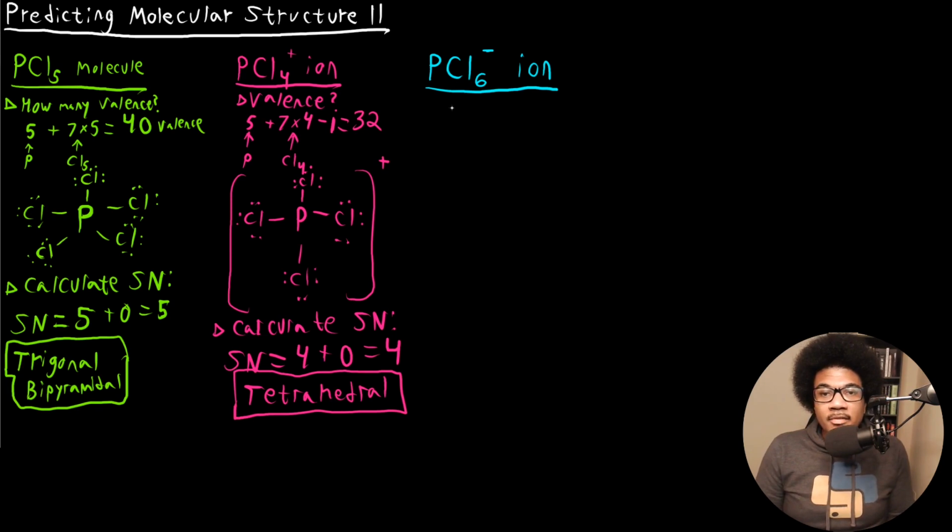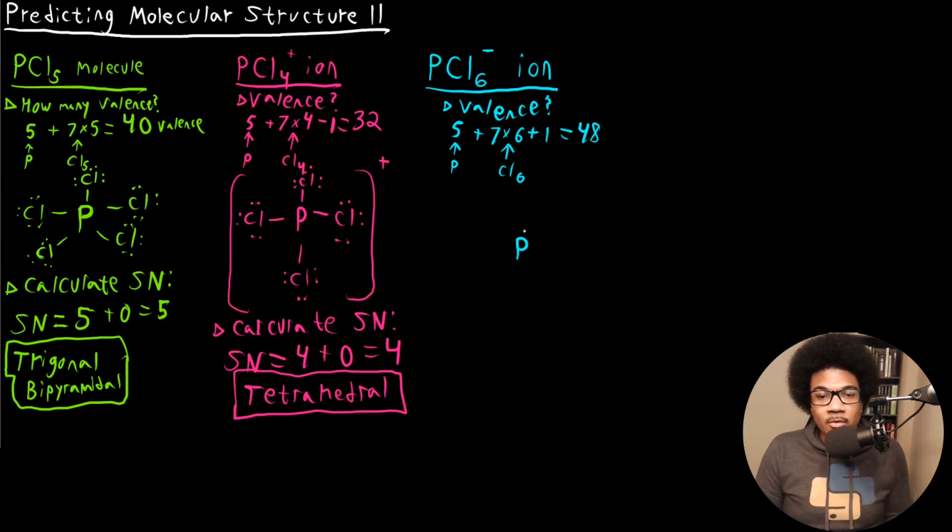Now the last one that we have here, PCl6-, establishing how many valence electrons we need. Again, characteristic valence of 5 for the phosphorus, plus 7 for the chlorine, and there's 6 of them. That accounts for our 6 chlorines. And we have an overall negative charge, which means we have one more electron than we would for the characteristic valences, so we add 1. That gives us a total of 48 valence electrons for PCl6-.